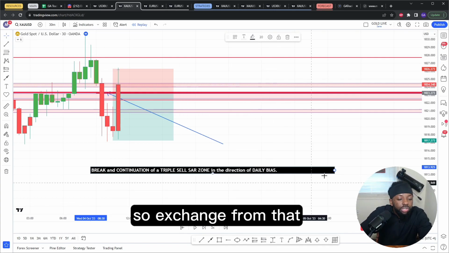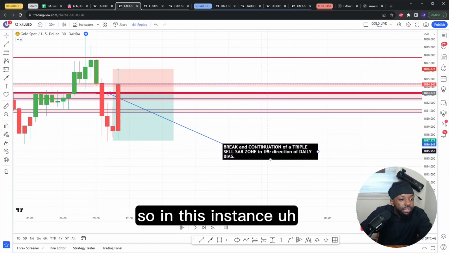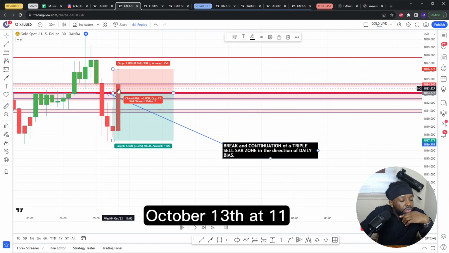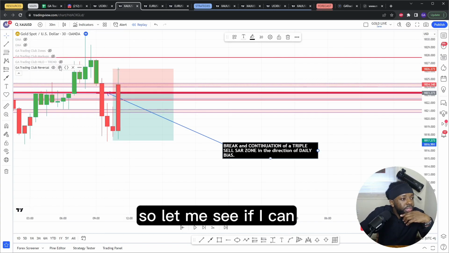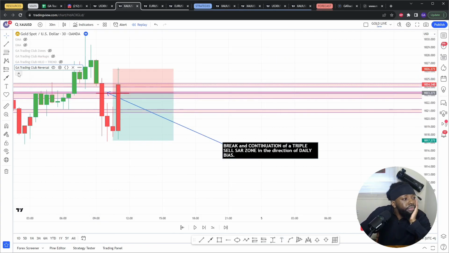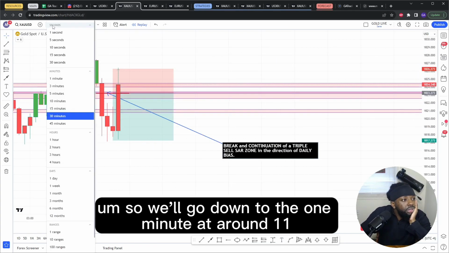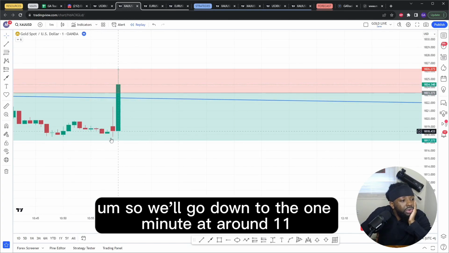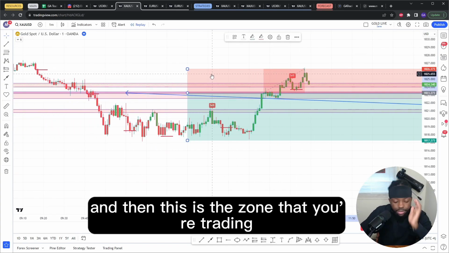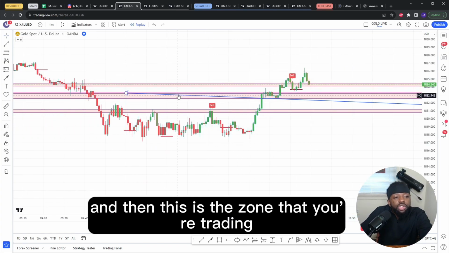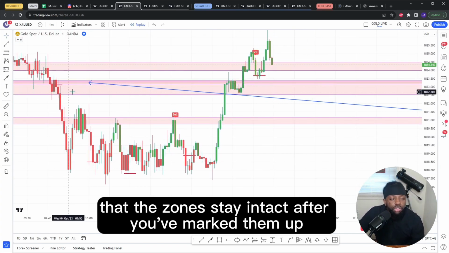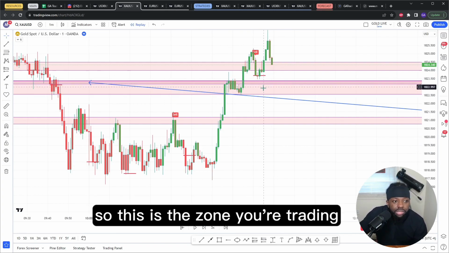So break and continuation, so it's changed from that. So in this instance, let me see if I can go back to that 1 minute time frame. So there was Wednesday, October 13th at 11. Let me see if I can show you guys that 1 minute time frame entry. So we'll go down to the 1 minute at around 11. Okay, so you go down to the 1 minute time frame, and this is the zone that you're trading, because the zones stay intact after you've marked them up.